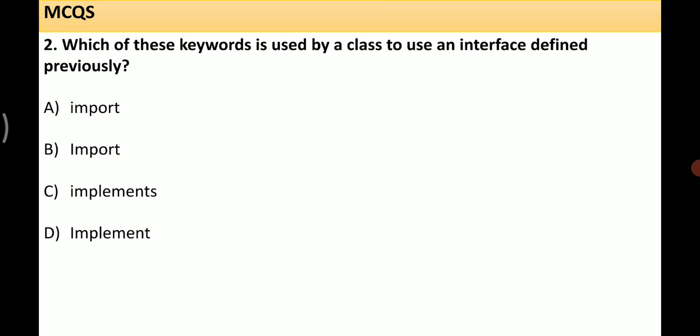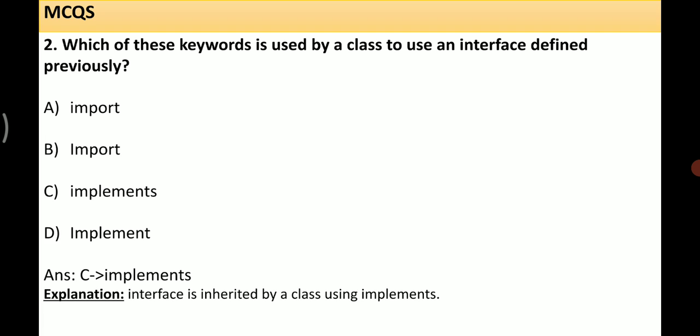Second question: which of these keywords is used by a class to use an interface defined previously? If an interface has been defined previously, which keyword is used by the class? The options are import, import, implements and implement. The answer is C, implements. An interface is inherited by a class using the implements keyword.